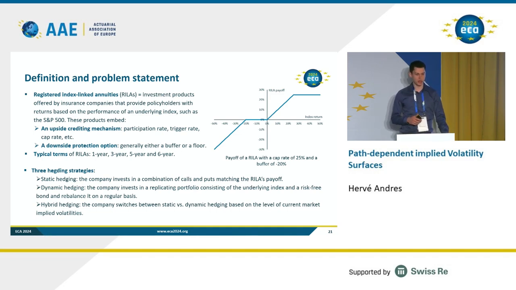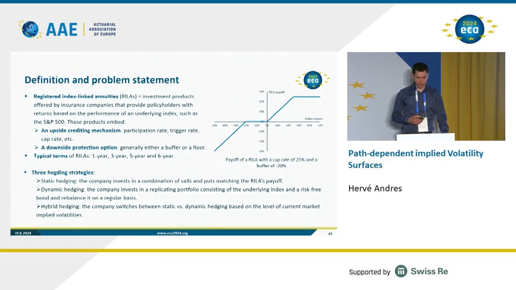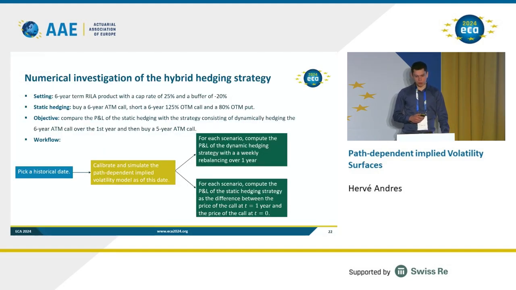And the third option is a kind of hybrid strategy where, based on the implied volatility, you can say, okay, here the implied volatility is very expensive, so maybe it's better to dynamically hedge, or maybe the implied volatility is low, so I prefer to statically hedge. So this is something we wanted to investigate. And so we investigated from a numerical point of view using the path-dependent implied volatility model.